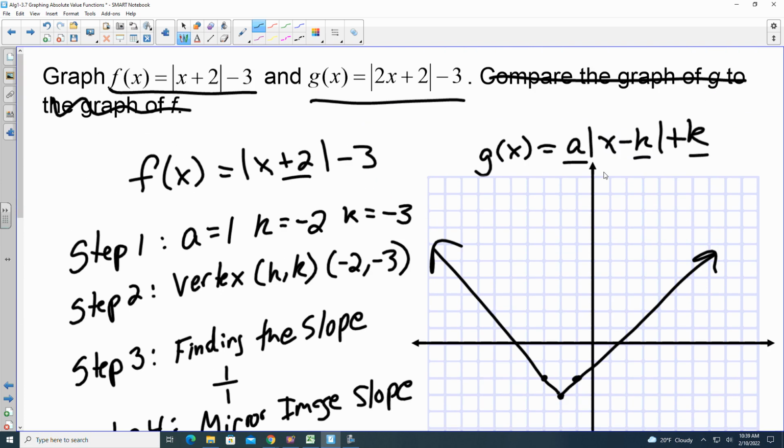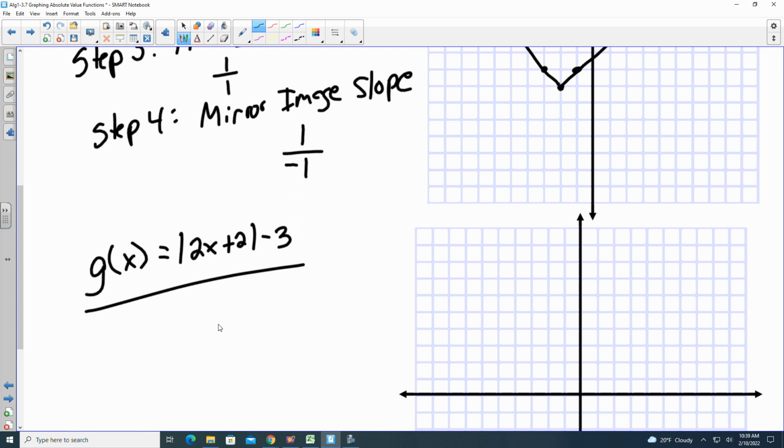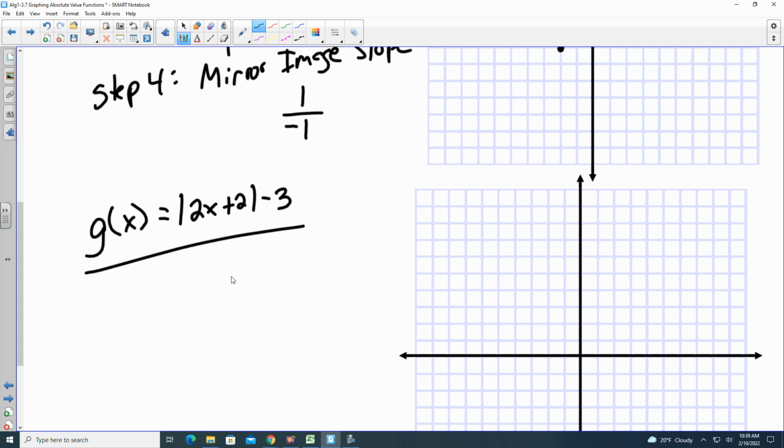If you notice, there is no value attached to x, and there so happened to be a value attached to x here, which is 2. So what we're going to do for this one to identify the vertex is figure out if I can factor this out to get x by itself. So in this particular instance, g of x is going to be equal to 2 times the quantity of x plus 1, and then on the outside is the minus 3.